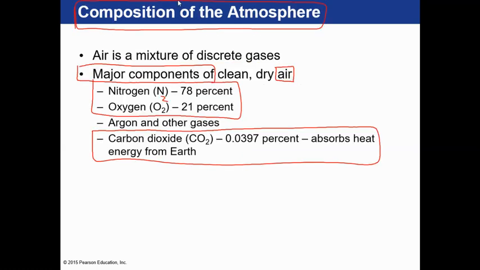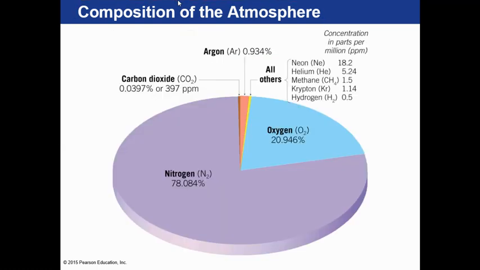Well, if we're going to study weather, we need to understand what the atmosphere is made of. Major components of air are nitrogen, oxygen, and carbon dioxide. Carbon dioxide doesn't seem like a very big amount, 0.0397%, but actually it has a huge effect on our atmosphere and its properties, and we'll talk about that later. There's just a pie chart showing those relative percentages.